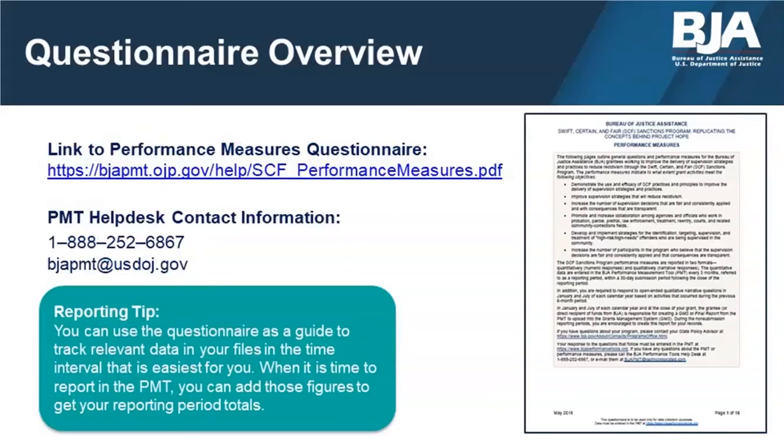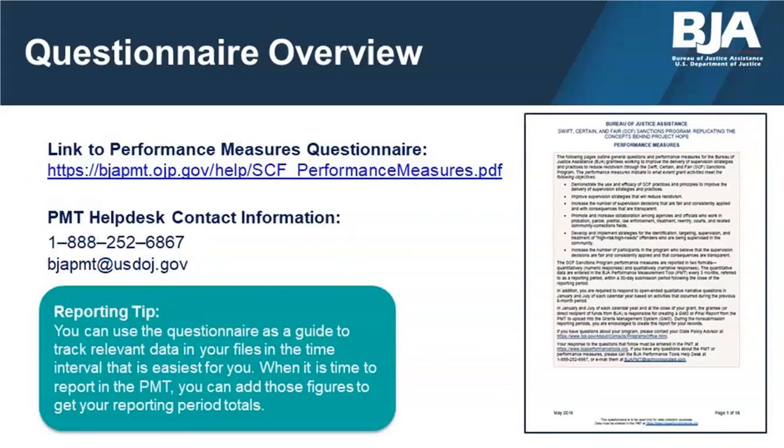The first page of each performance measure questionnaire outlines additional resources that may be helpful as you report. It includes reminders about the program's goals and objectives and lists contact information for the PMT Help Desk and state policy advisors if you need to reach out with any questions. We'd like to know each program's goals and objectives as a reminder of why we are asking you to fill out this questionnaire each quarter.